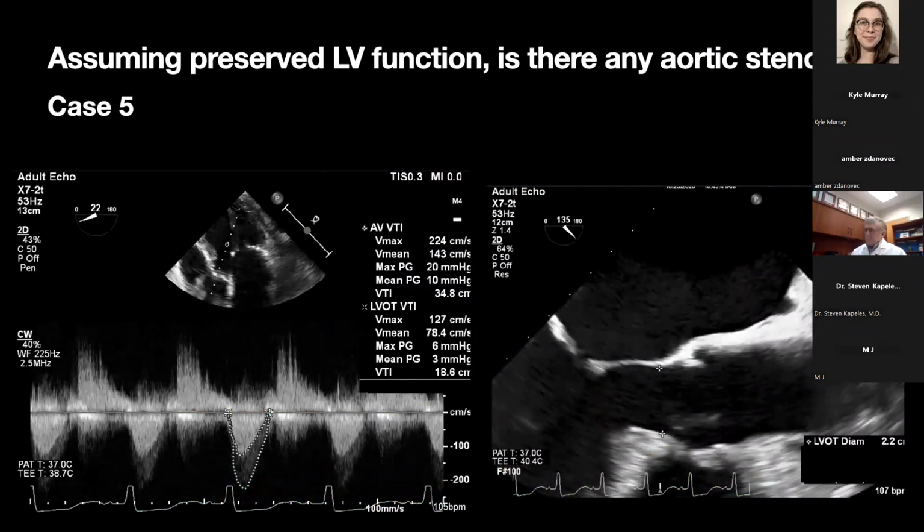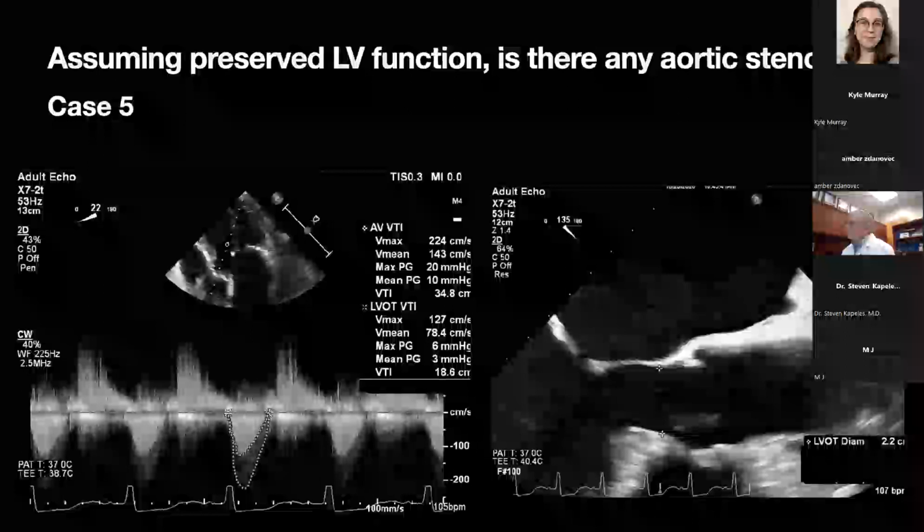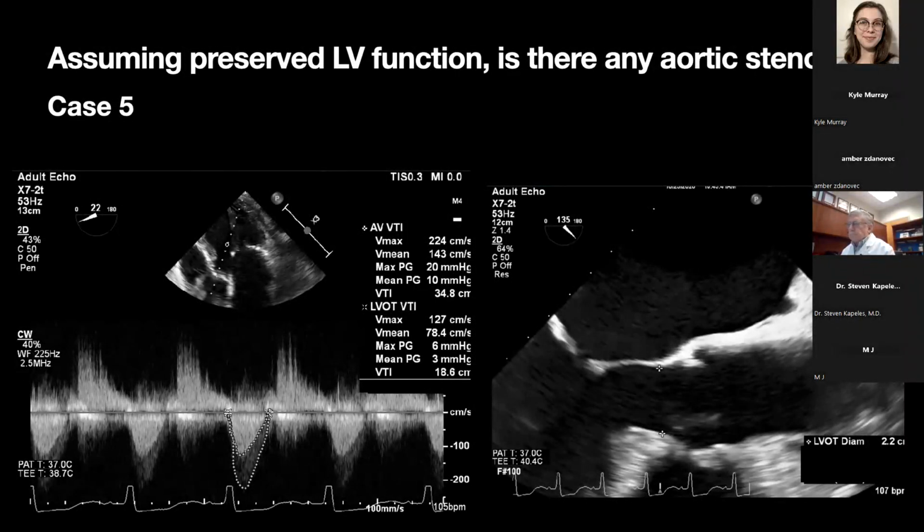Okay. We thought we saw turbulence beyond the valve. Assuming that this guy actually had preserved LV function, do we actually think there's stenosis? Oh, I'm making you calculate your valve area again. I know. But we saw turbulence past the valve. What do we think? And you can see here we used a double envelope. So your values that you want are right here. This is the last question, I promise.